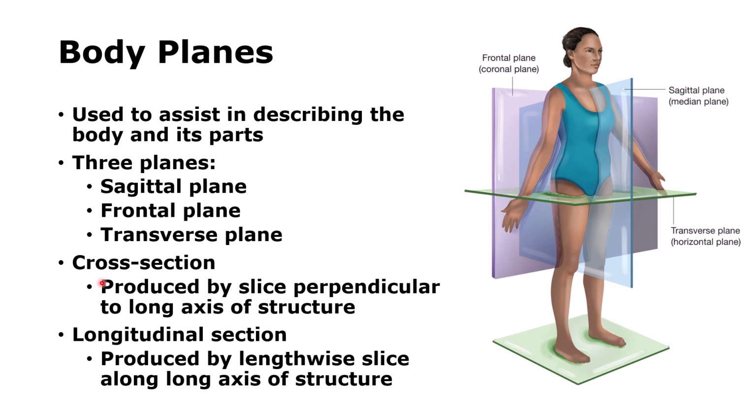You also have cross section. Cross section is this: if you have a part of the body like this, this is the longitudinal axis, and if you cut it like this, that is the cross section, perpendicular to the long axis. And longitudinal section is parallel to the long axis of a body part.